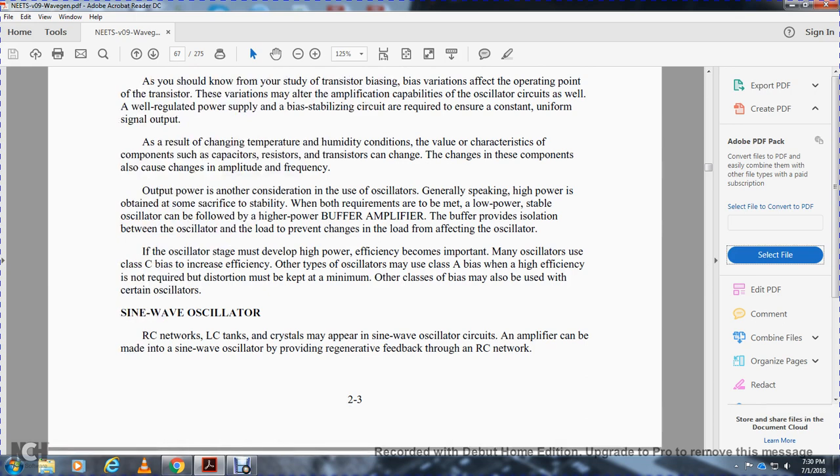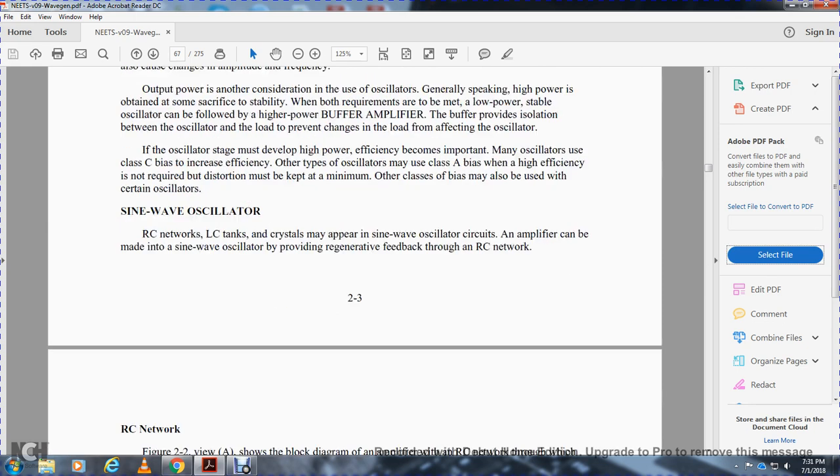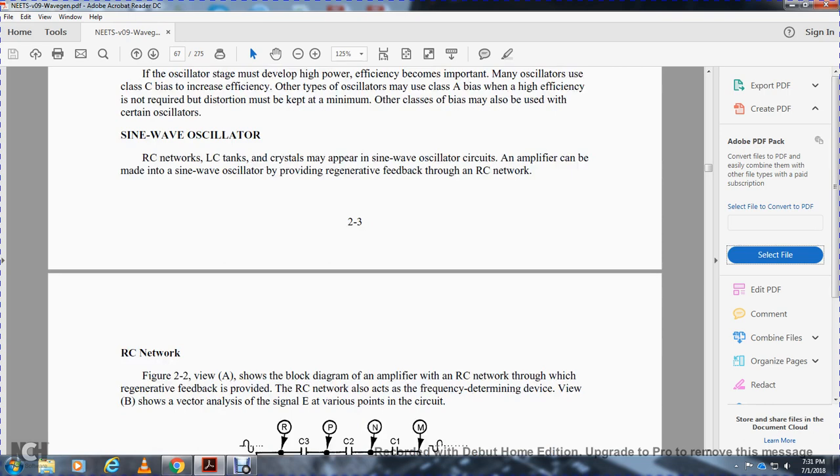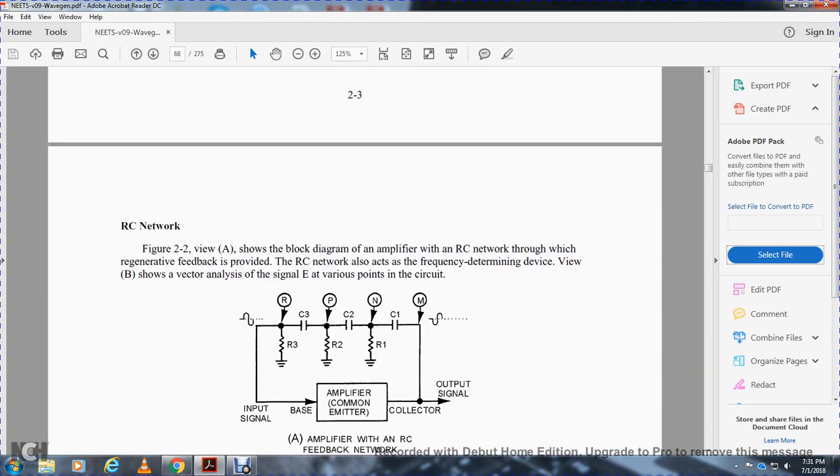Sine wave oscillators. Resistor-capacitor networks, inductive-capacitive tanks, and crystals may appear in sine wave oscillator circuits. An amplifier can be used in the sine wave oscillator and provide regenerative feedback through the resistor-capacitor network. Resistor-capacitor network. Figure 2, view A shows the block diagram of the amplifier and the resistor-capacitor network through which the regenerative feedback is provided. The resistor-capacitor network also acts as a frequency determining device.